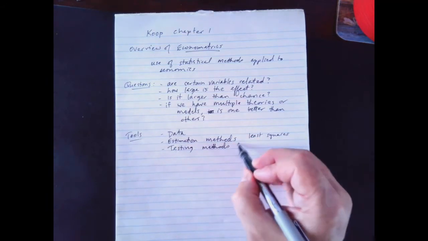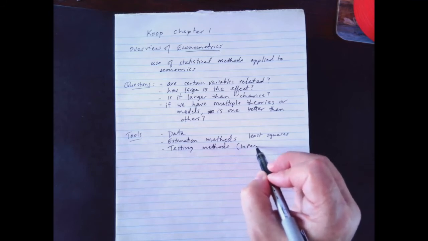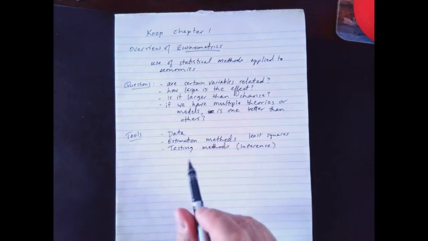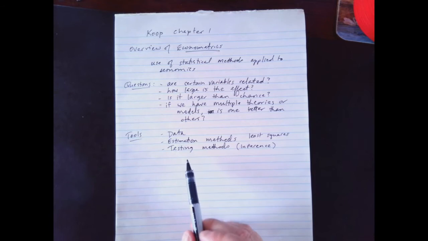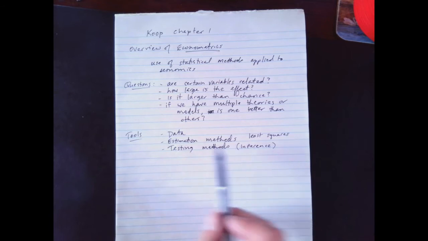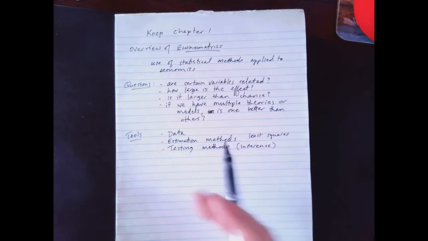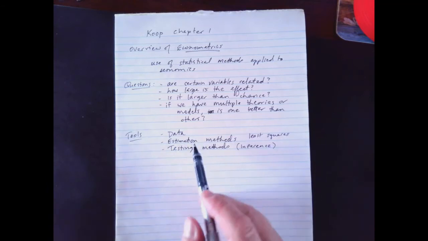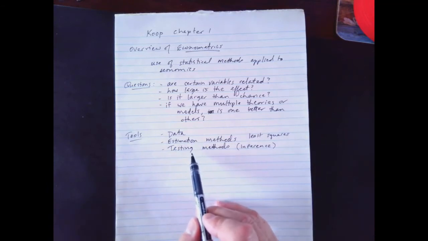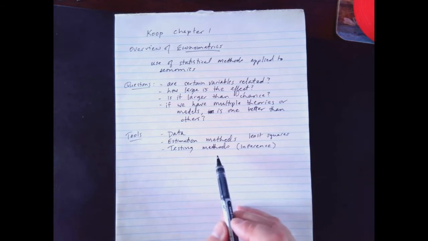And the other term for this is inference. A testing method, this is also really important in econometrics. So you get an answer, you take your data, you apply an estimation method, it gives you a number, it gives you a coefficient value, and then you need to do some testing to decide, does this answer make any sense? And so we're going to learn a lot of statistical tests.